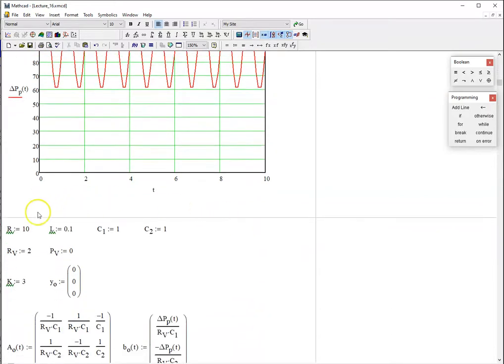All right, so we are going to let the resistance be 10, inductance be 0.1, the 2 capacitors be equal to 1, the resistance of the valve is 2, and the trigger pressure for the valve is 0. This system has 3 degrees of freedom, or 3 state variables, and the initial condition is 0, 0, 0 for pressure 1, pressure 2, and Q.